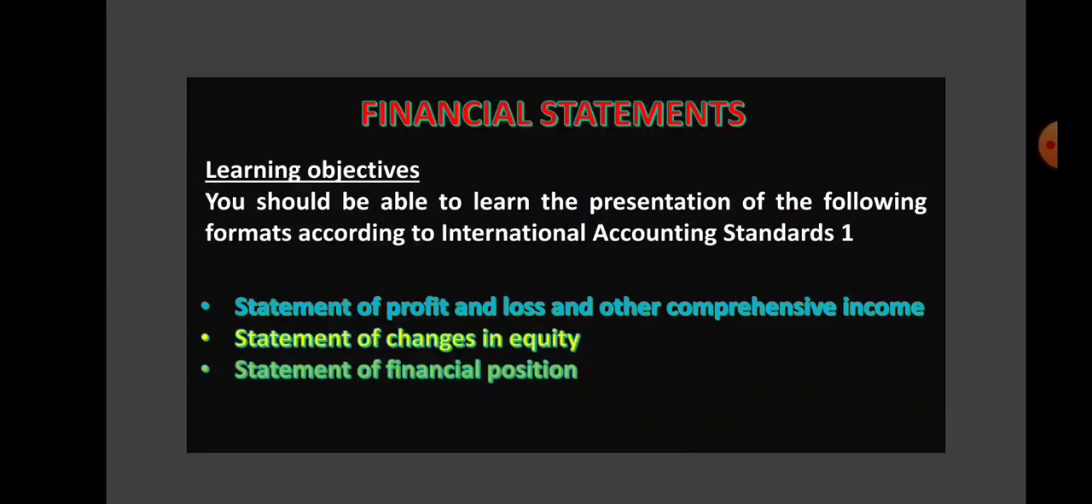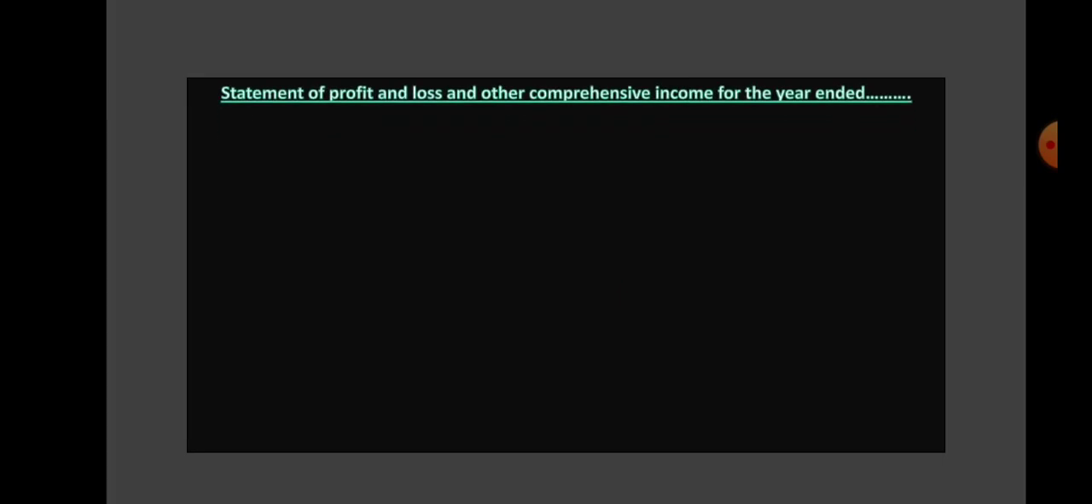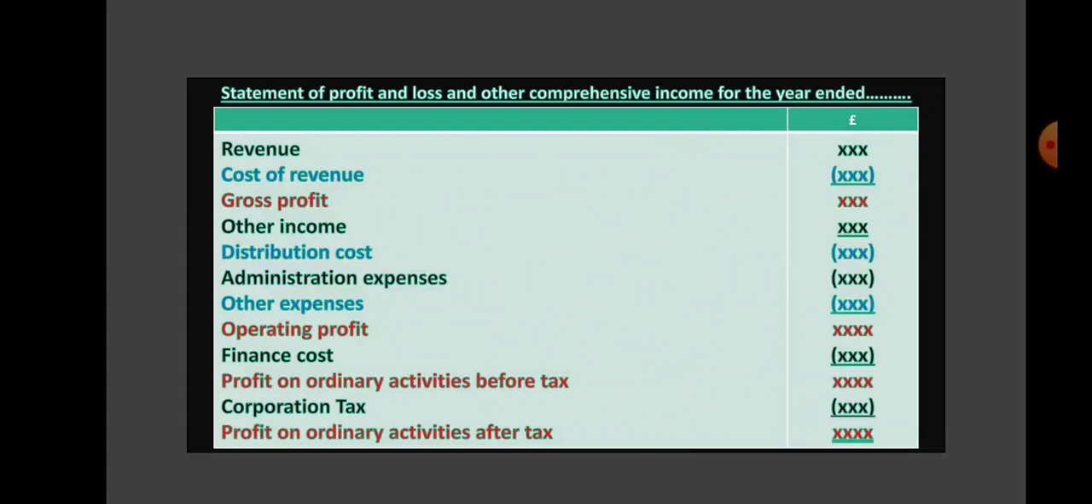Any company which is registered under the Companies Act should produce and publish these statements. They need not necessarily produce a detailed statement, but a summarized form has to be presented. So let us study these statements one by one. First, we will be studying the statement of profit and loss and other comprehensive income. As you can see, this format could be different from what you have studied previously.